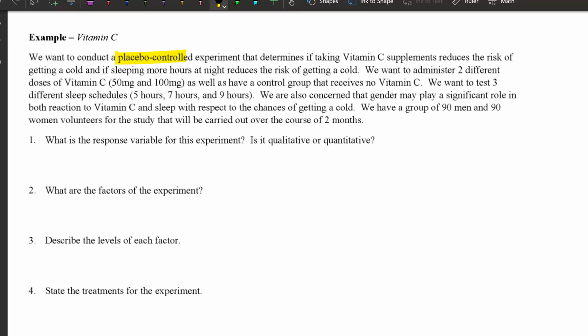That would be unhealthy. We are also concerned that gender may play a significant role in both reaction to vitamin C and sleep with respect to the chances of getting a cold. So I think gender is going to play a role in whether you get a cold and how you react to these things. We have a group of 90 men and 90 women volunteers for the study, and it'll be carried over the course of a 2-month period. All right. What is the response variable of this experiment?